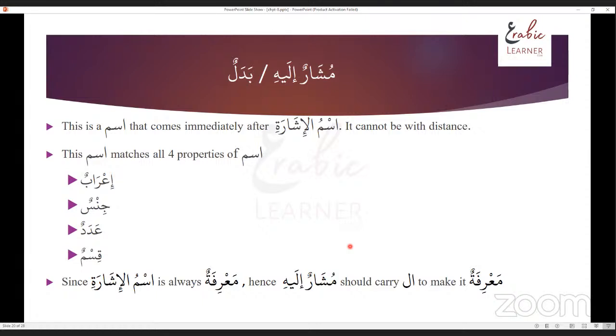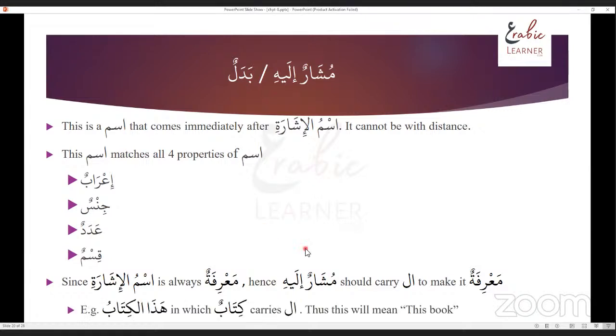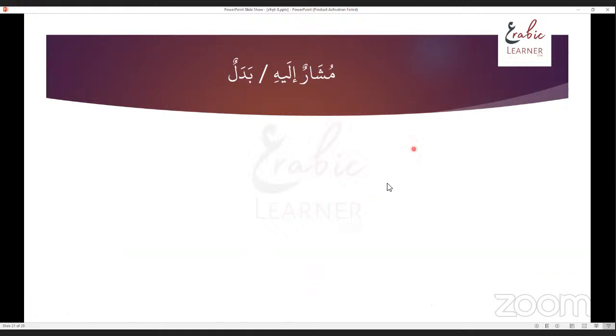Okay, so now Ismul Ishara is always ma'rifa, as I mentioned to you. Hence, Musharun ilaiyh should carry Al to make it ma'rifa. So these are all the properties of Musharun ilaiyh. Understood? For example, Hadal Kitabu, this book. I would not say this is a book, that is wrong. Hadal Kitabu means this book. It is not this is a book. Is this clear?